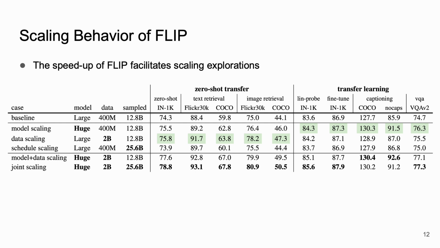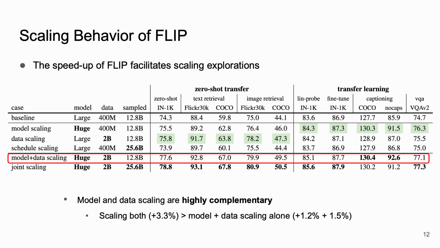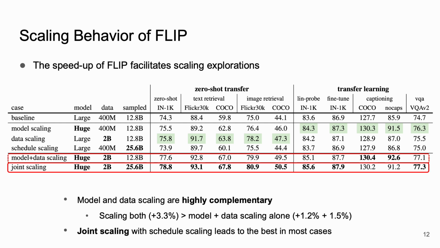We further explore the benefits of joint scaling across multiple axes. As we can see, model and data scaling are highly complementary. Scaling both model and data together, we observe a substantial gain, which is even larger than the sum of individual gains from scaling them alone. Finally, jointly scaling three axes together achieves the best results in most cases, which gives promising signals to further scale the vision language models.